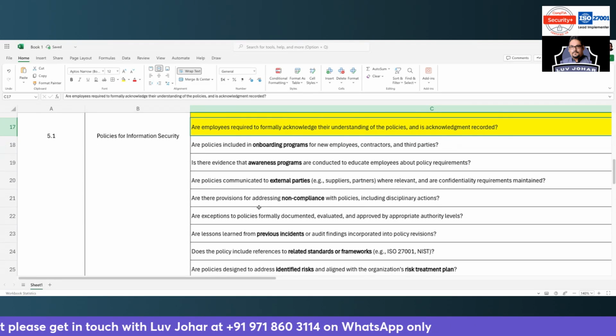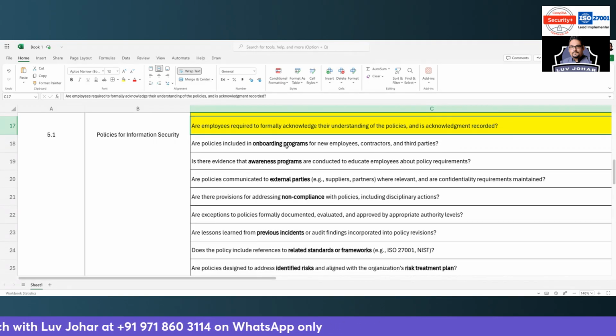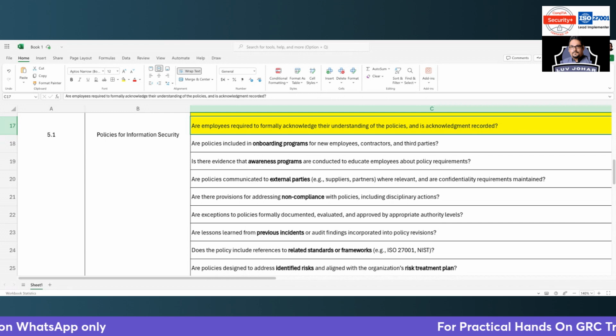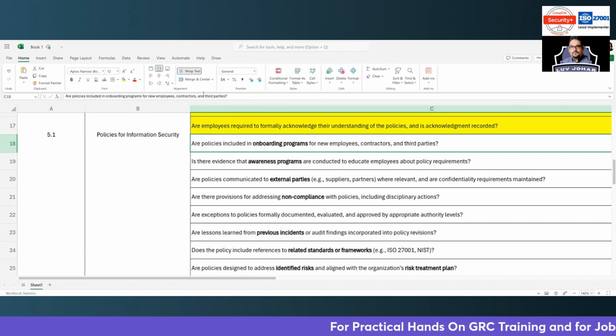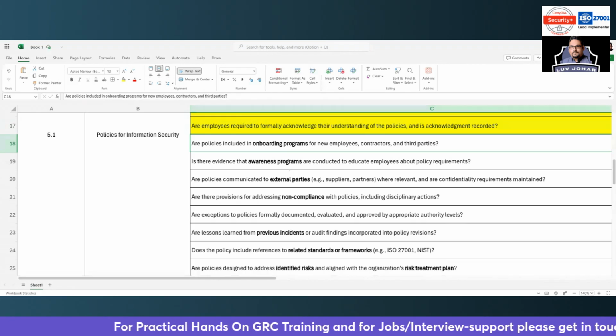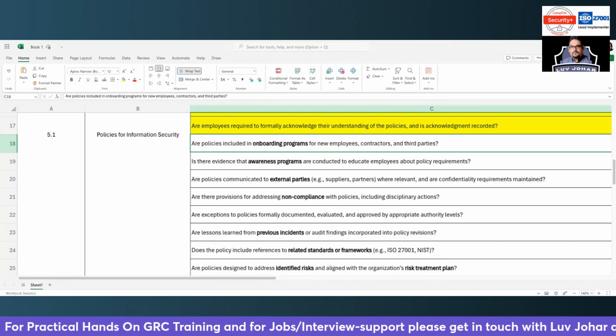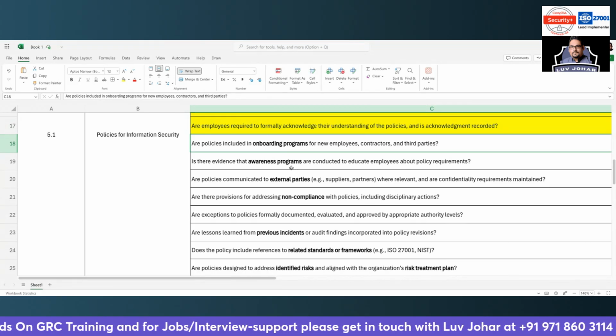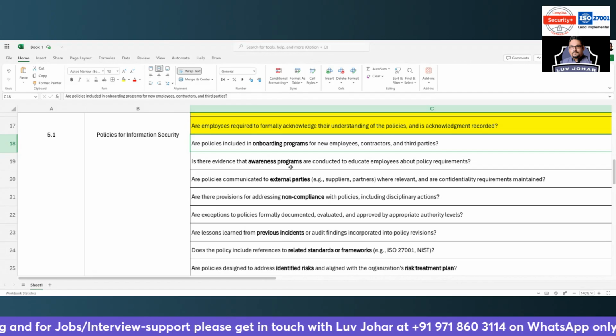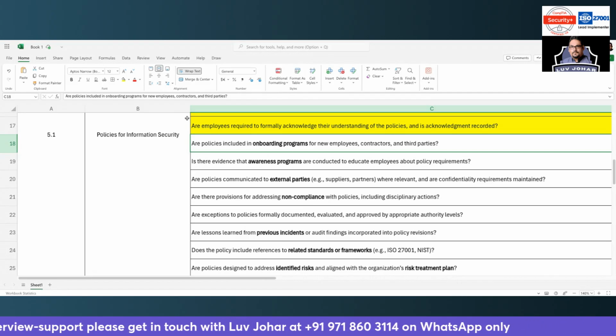Are employees required to formally acknowledge their understanding of the policies? Yes, the answer is yes. And is the acknowledgement recorded? Yes. You need to record the acknowledgement from the employees as well, so that in case tomorrow something bad happens to the organization, at least you can say that the employee actually read it, and even after reading the policy, they did not adhere to it, right?